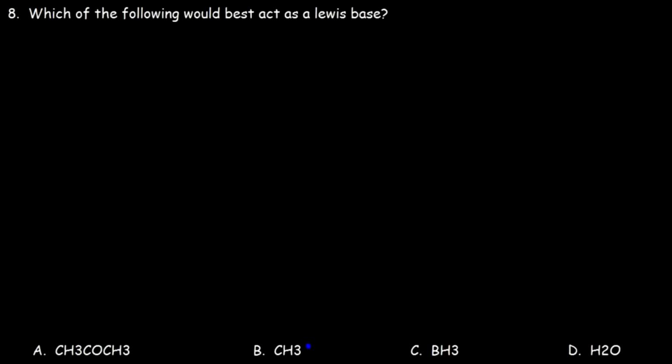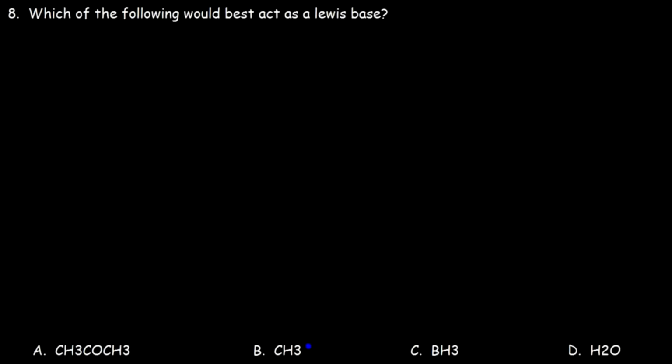Lewis acids, on the other hand, are electrophiles. They're electron poor. They're deficient in electrons, and typically they may have a positive charge. But the most important thing you need to know is that they have the ability to accept a pair of electrons.